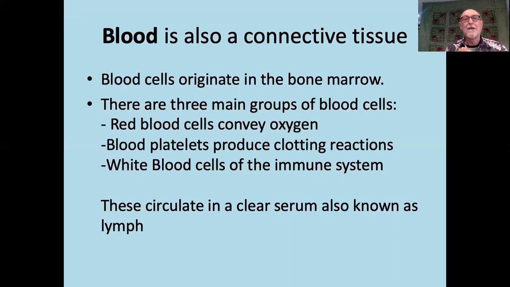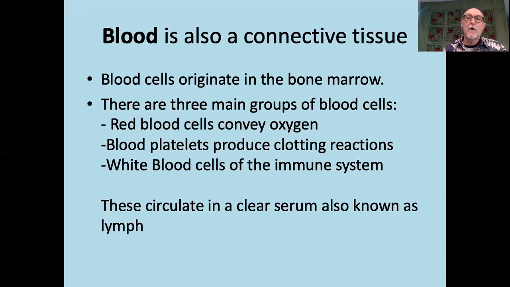You may have heard about the lymphatic system. The lymphatic system is a circulatory system that carries this clear fluid called the lymph. The rest of the circulatory system carries those cells plus red blood cells. There we usually refer to the fluid that they're suspended in as serum. So there are three main groups of blood cells. The first, the ones you probably know about already, are the red blood cells. Their responsibility is to convey oxygen around the body.